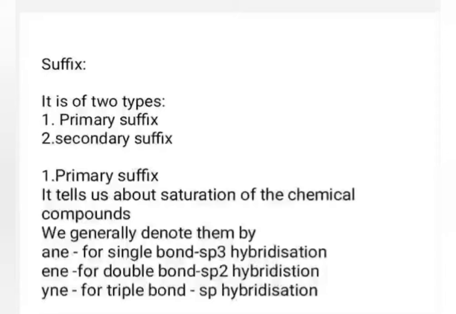We know that saturation depends upon the bond between two carbon atoms. Either it may be a single bond, double bond or triple bond. With the help of saturation and bonds, we can also find the hybridization of a carbon compound. So the suffix will tell us about the bonds, the hybridization and the saturation. We usually use the suffix "ane" for a single bond between two carbon atoms, "ene" for a double bond between two carbon atoms, and "yne" for a triple bond between two carbon atoms.